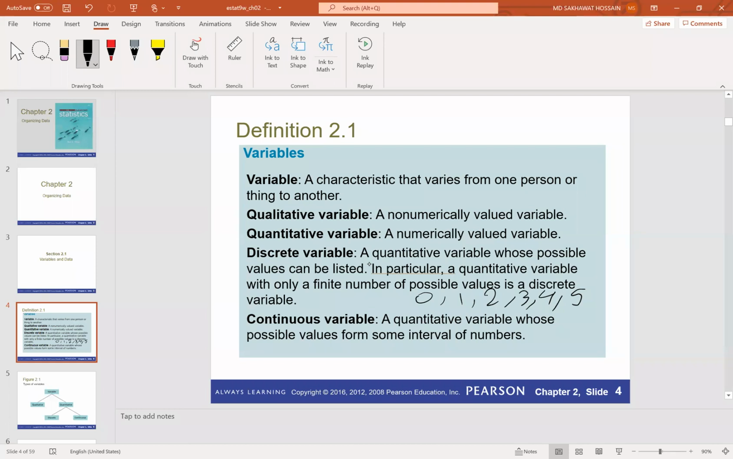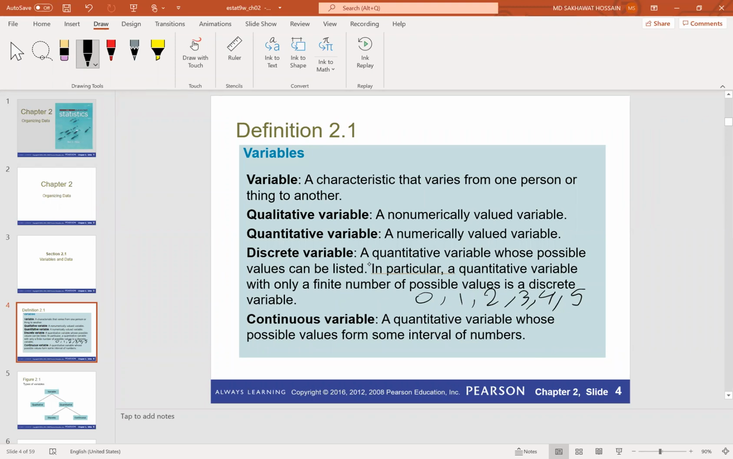Or we can consider some other example. The number of students in the Math 2300 class in different sections. Math 2300 has different sections, and each section has a fixed number. This number varies from section to section, but we can list all the numbers, right? So this is a discrete variable.